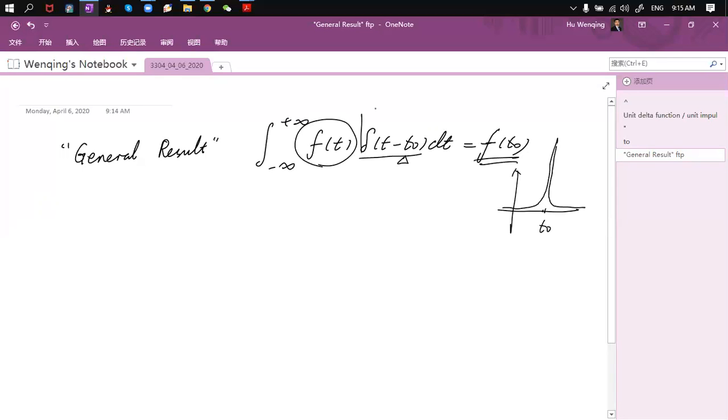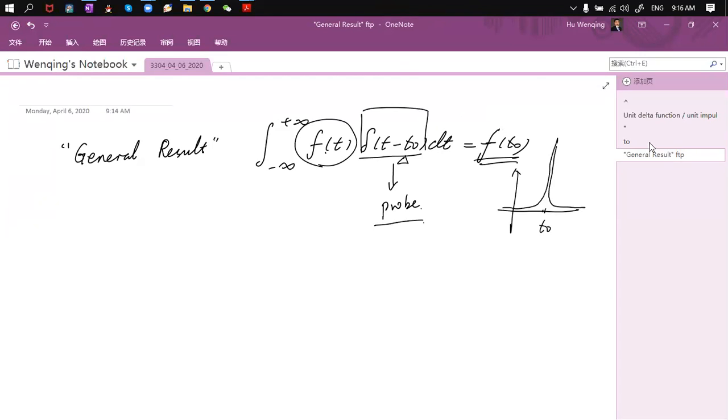So you can think of this delta function as a probe. It always helps you to read out the value of this function. If you do this multiplication and integrate, it always helps you to record the value of the function. So that's a simple thing to see for the delta function.